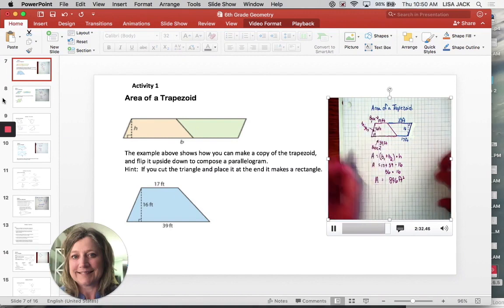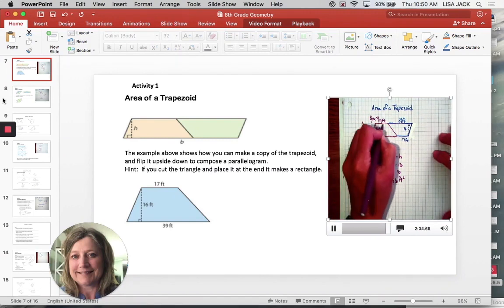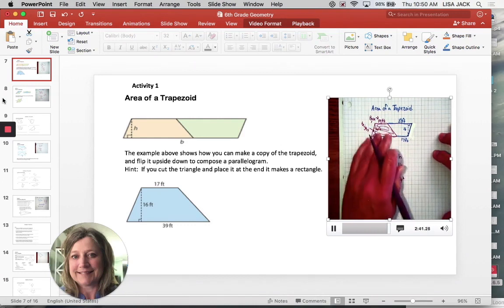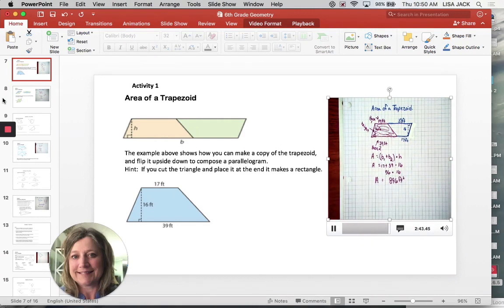That just means that this area right in here, all this part in here, is the area, and that area equals 896 feet squared.